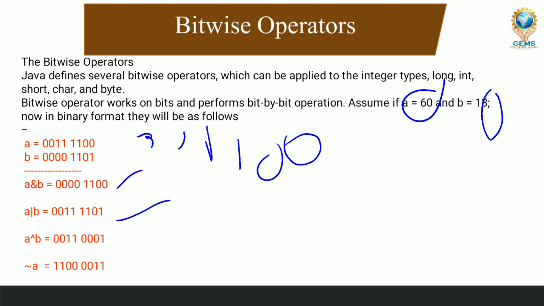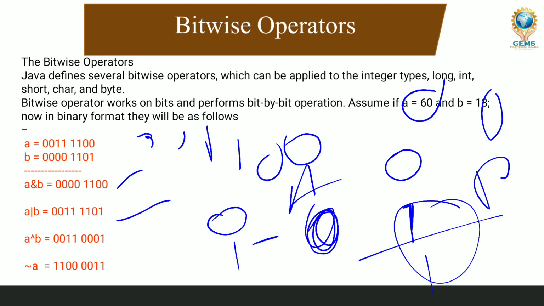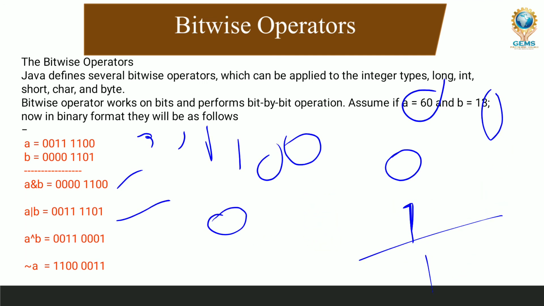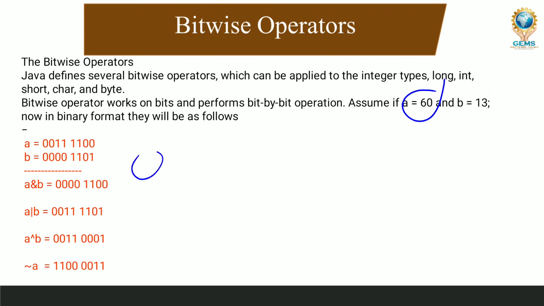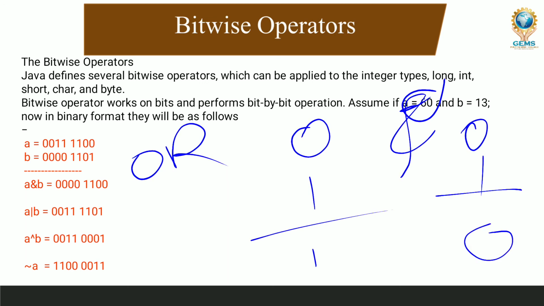But OR is quite different. If any one is 1, the result will be 1. Any one means, if the top is 0 and the bottom is 1, the answer in the OR operator is 1. In AND, for 0 1, the answer is 0. For 0 0, it is 0 in the AND operator, while in the OR operator it is 1. Again I want to tell you, in OR, 0 1 gives 1, but in AND, 0 1 gives 0. This is the difference between the AND and OR operators.